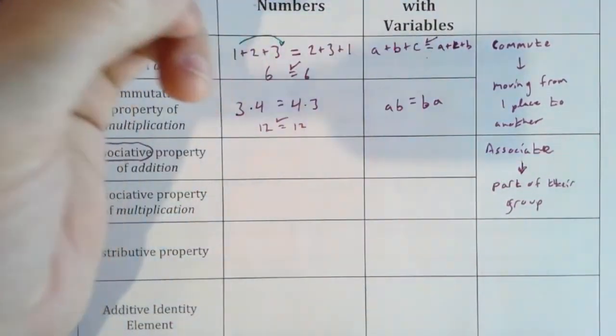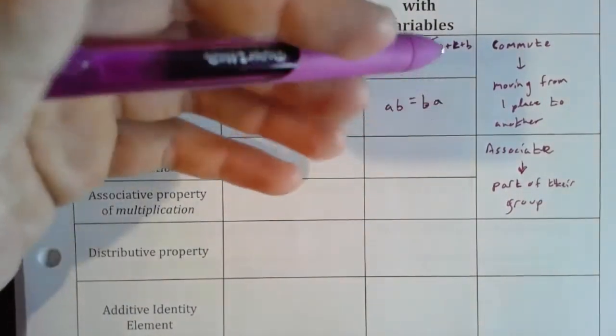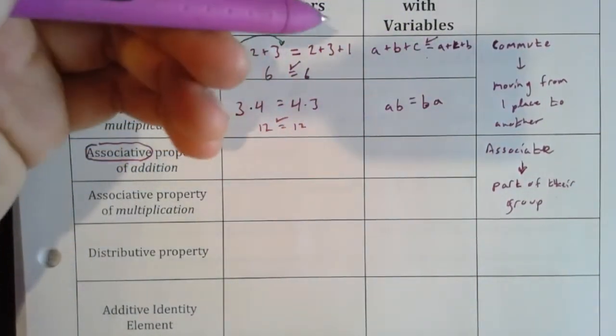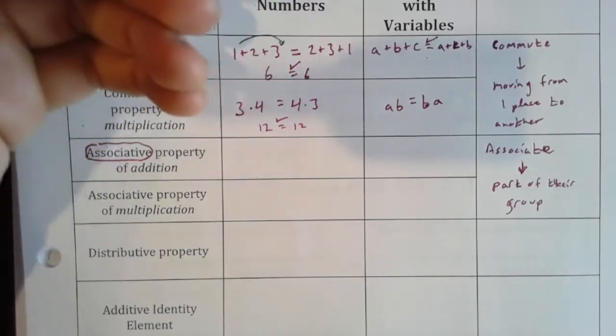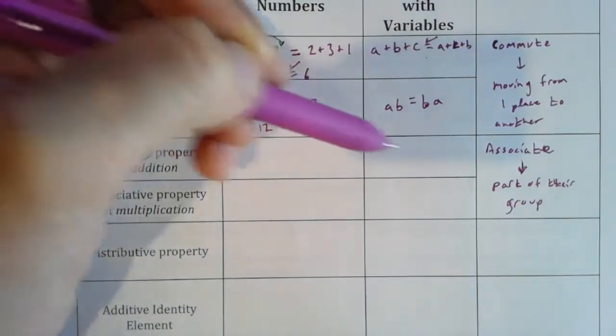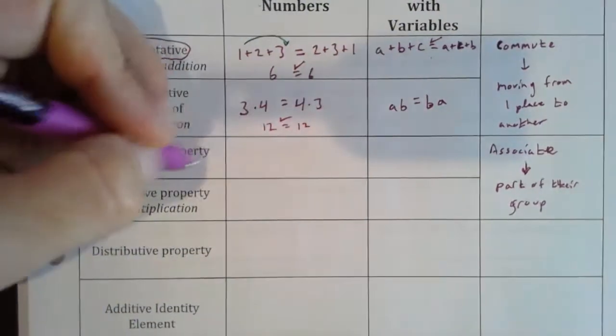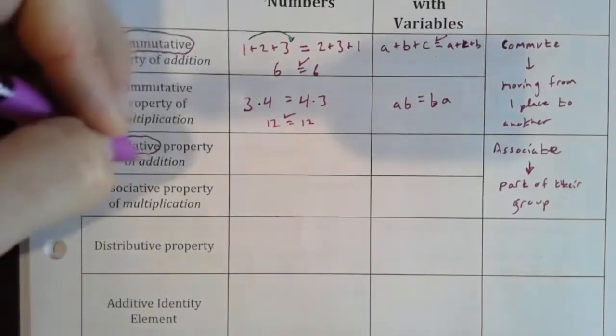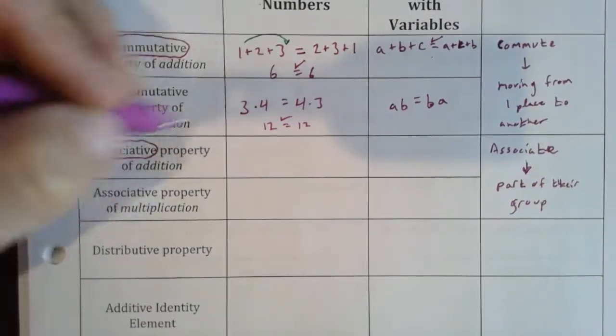Or maybe now I'm associating with a different set of friends because I was into basketball before and now I'm playing with the soccer people. And so I'm associating with different people. I'm not moving. I'm not commuting. I'm just changing who I'm with. And that's exactly what the associative property is. It works the same way for addition and for multiplication.